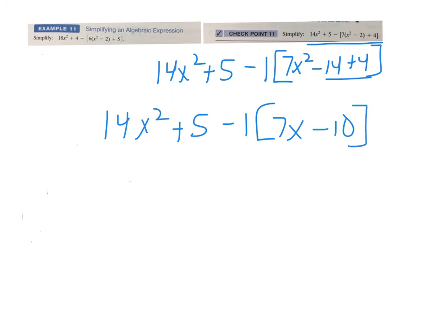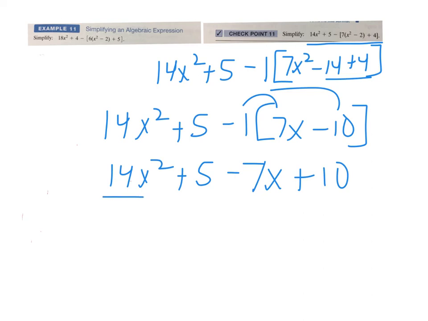Now I can distribute this negative 1. So 14x squared plus 5 to give me a negative 7x squared plus 10. And now these two, oops, that's a squared. These two are alike, same letter, so I get 7x squared. These two are alike, so I add them and I get 15.